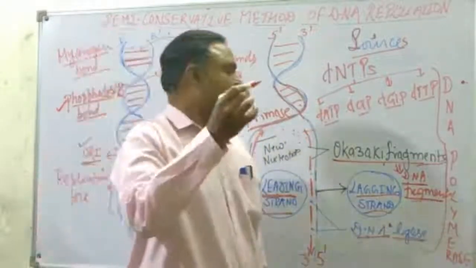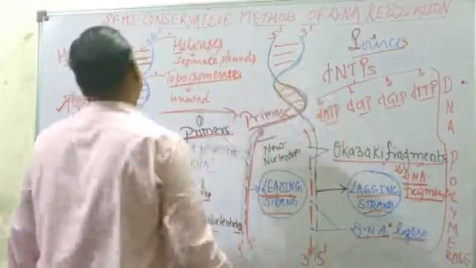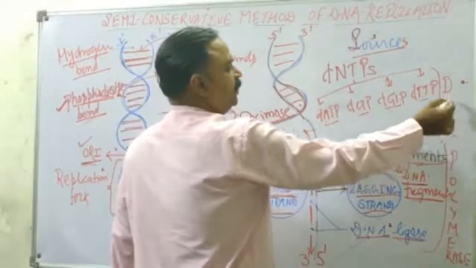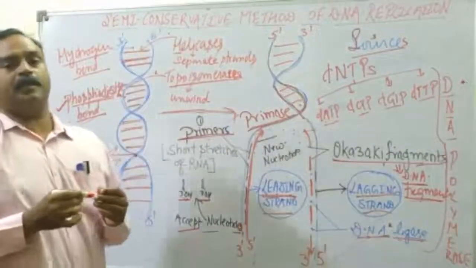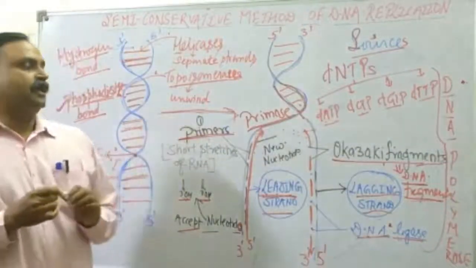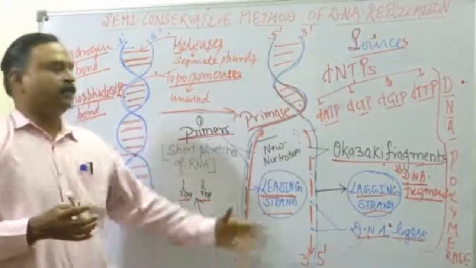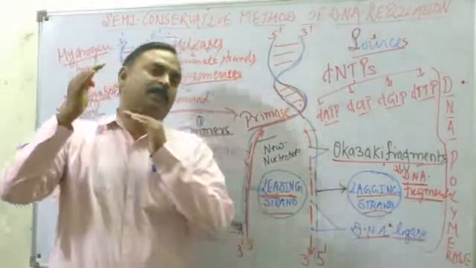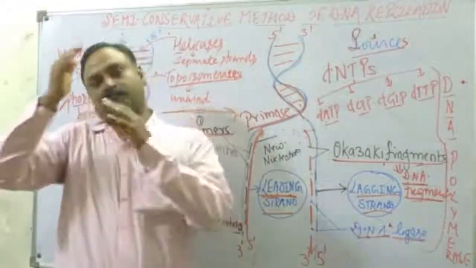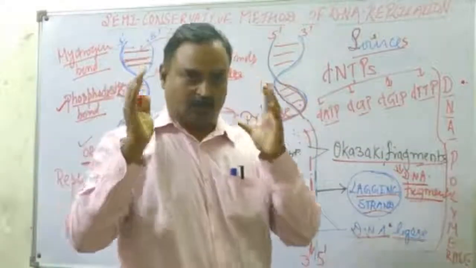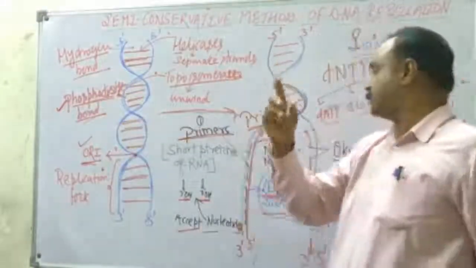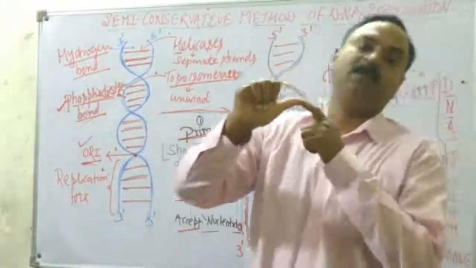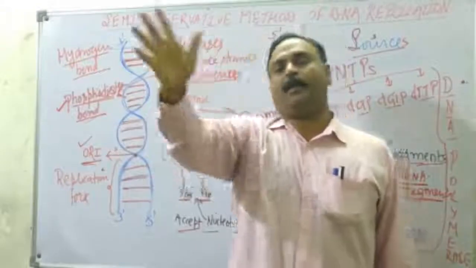And finally, student, the overall reaction: DNA replication occurs in the presence of the enzyme DNA polymerase. Because it is DNA replication, it occurs in the presence of DNA polymerase. Similarly, when we study RNA synthesis, that is transcription, in another part of the course, then RNA synthesis occurs in the presence of RNA polymerase. But that we are going to study in transcription, when we study the central dogma and protein synthesis.